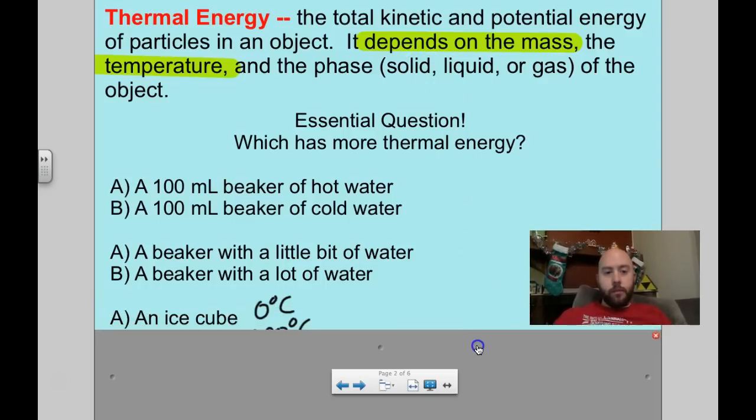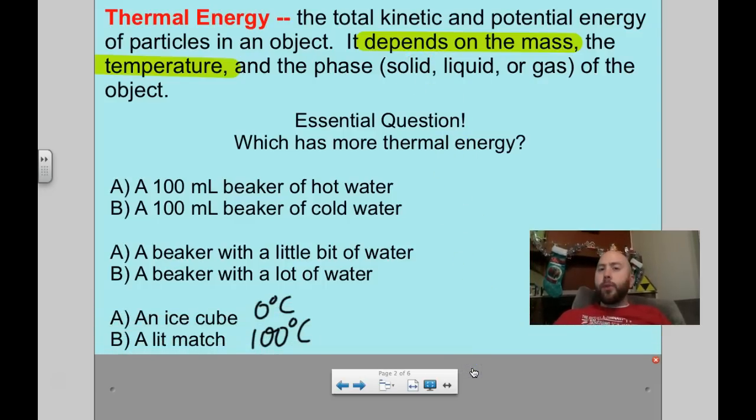Next one. Which has more thermal energy? An ice cube, which is 0 degrees Celsius, or a lit match, which let's just pretend is 100 degrees Celsius. It's actually way hotter, but let's just pretend it's 100 degrees Celsius. Which has more thermal energy? The answer is a little surprising. The answer is an ice cube.